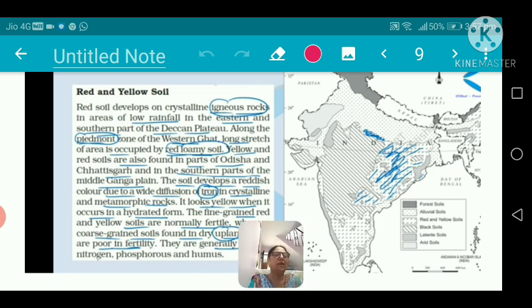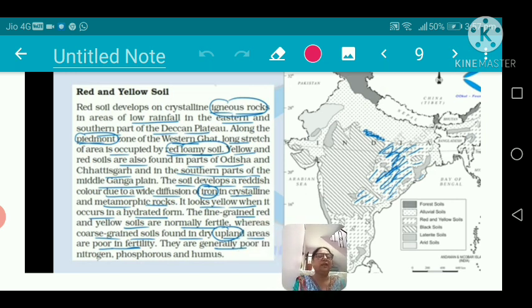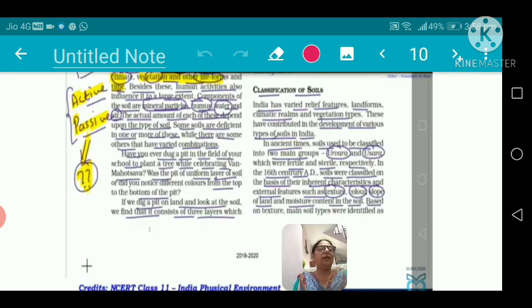And in this way, the fine grained red and yellow soils are normally fertile, but the upland areas are poor in fertility. They are generally poor in nitrogen, phosphorus, and humus. In this way, this classification of the soil is due to different factors.